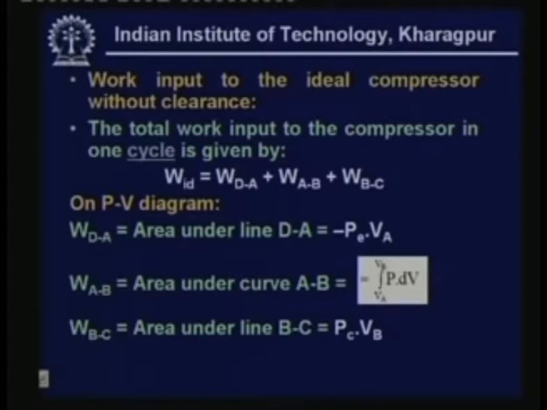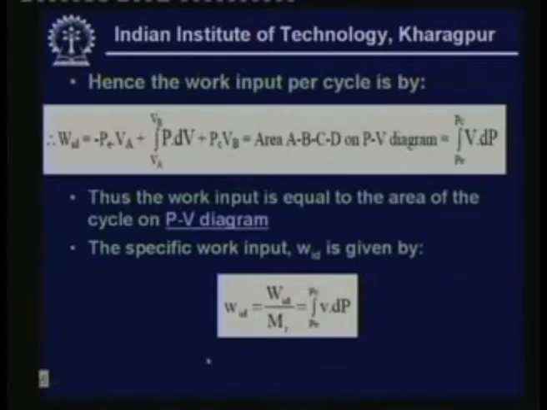WAB is the area under curve AB, which is equal to integral PdV from Va to Vb, and WBC is the area under line BC, which is equal to Pc into Vb. So the total work input per cycle is the sum of all these work inputs, that is minus Pe into Va plus integral PdV from Va to Vb plus Pc into Vb. This is nothing but the area ABCD on the PV diagram. Thus the work input is equal to the area of the cycle on the PV diagram, which can be shown to be equal to integral VdV from Pe to Pc.